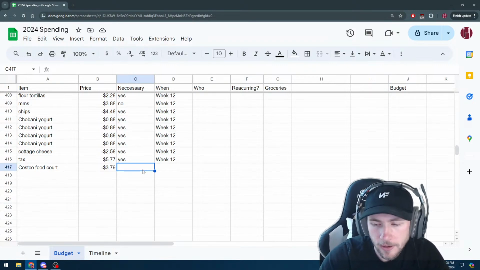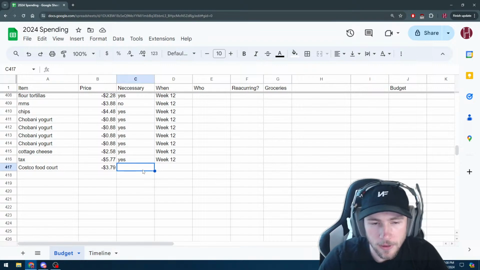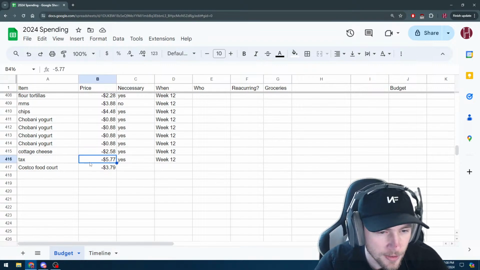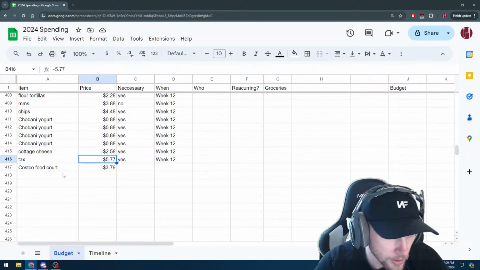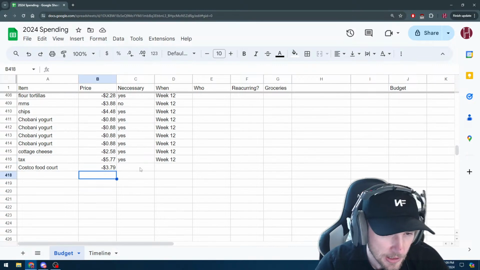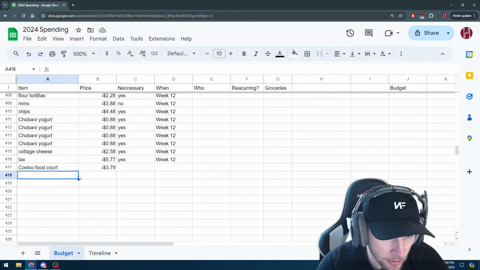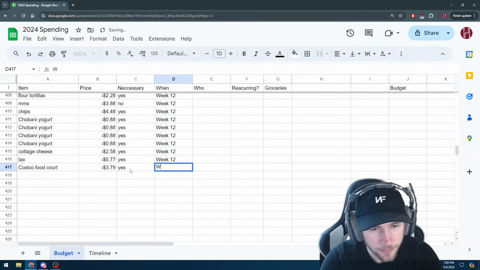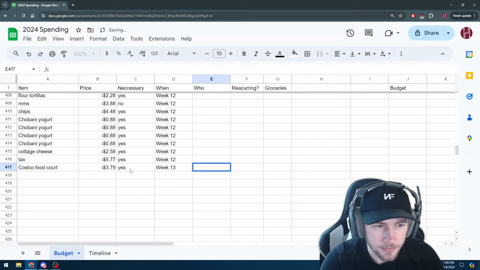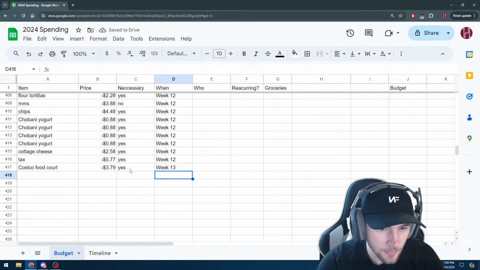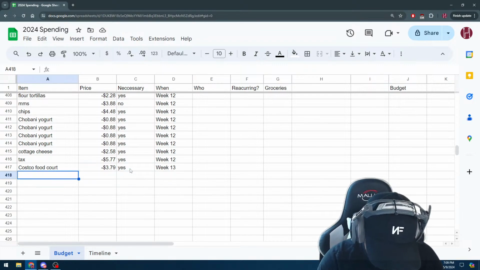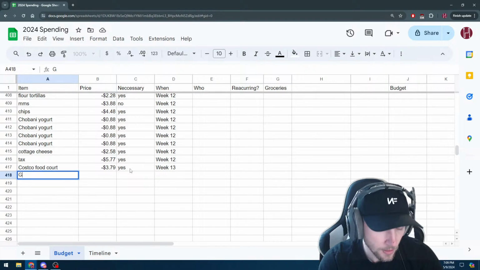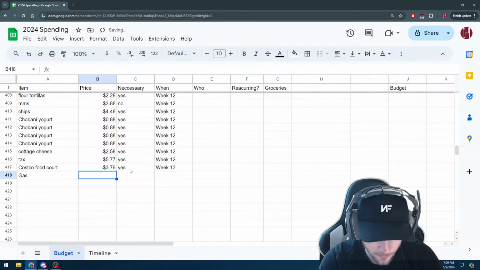Yeah, I don't split the tax out on the food court orders either, so I think tax is pretty much just going to be groceries. Maybe on some other items. Can't really think of anything right now off the top of my head though. Okay.